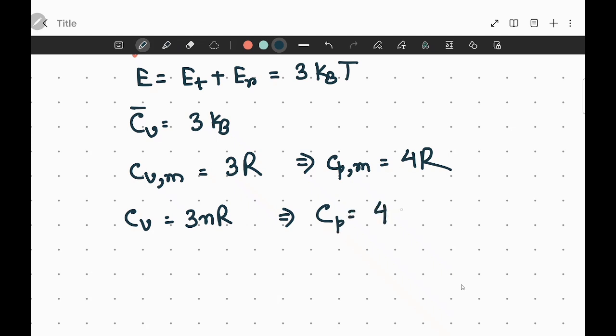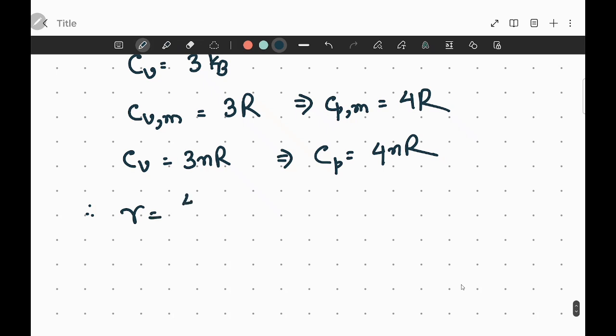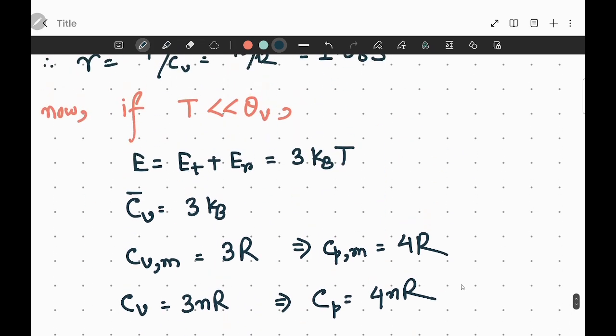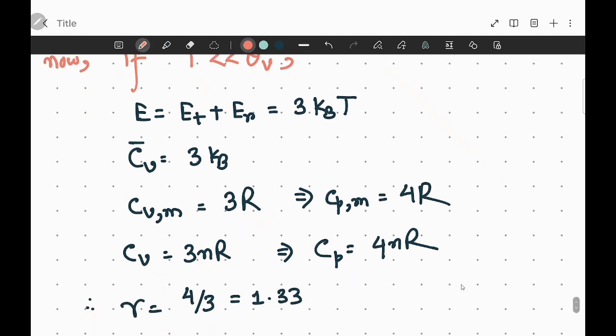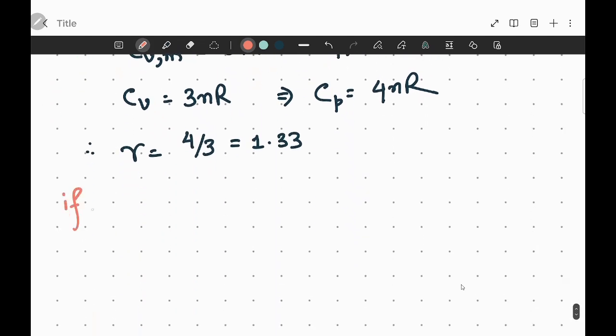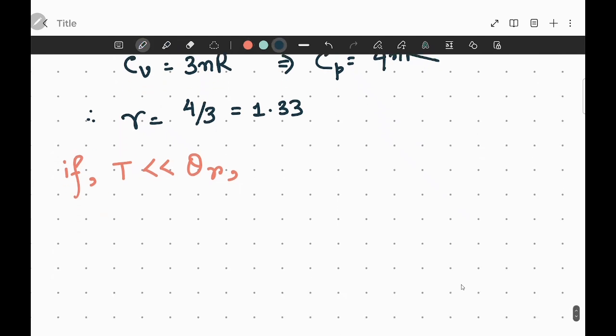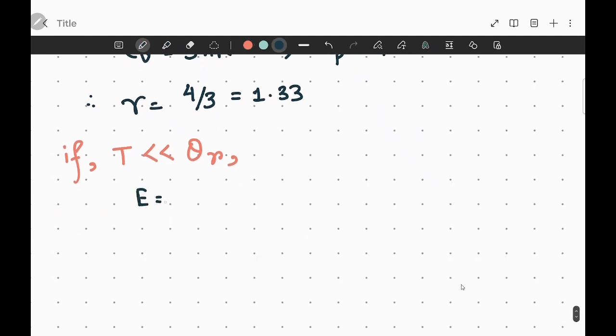It's clear. So it is just 4R. So here gamma will be 4 by 3, it is 1.33. So eventually this gamma will be obtained because this theta v is very high. So it's general. And again, if the temperature is also less than theta r, then you have to consider only the translational motion. No other options. Then it will be 3 by 2 kBT.